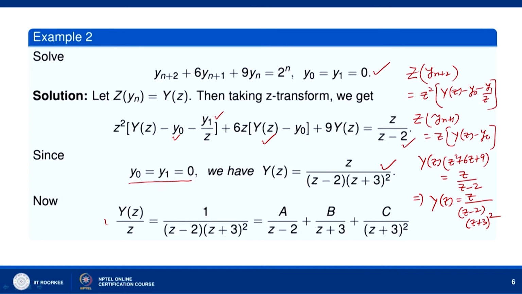So, let us consider Y(z) over z, then we have the rational function 1 over (z minus 2)(z plus 3) whole square, this we have to write in the standard form. So, A over z minus 2, B over z plus 3 and C over (z plus 3) whole square.